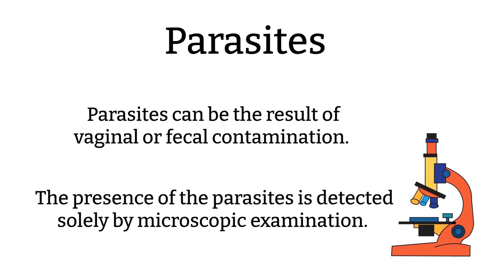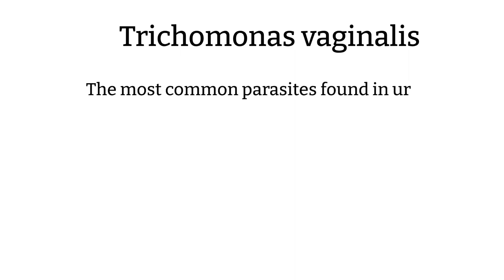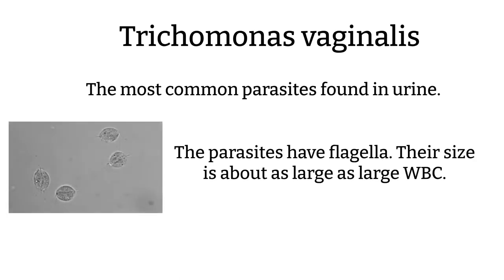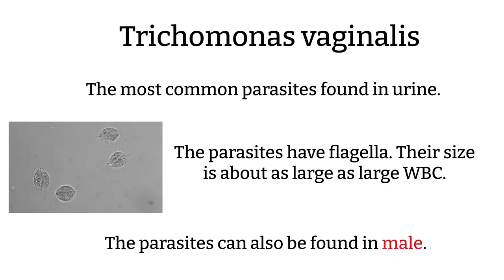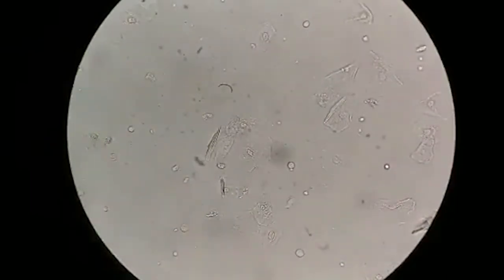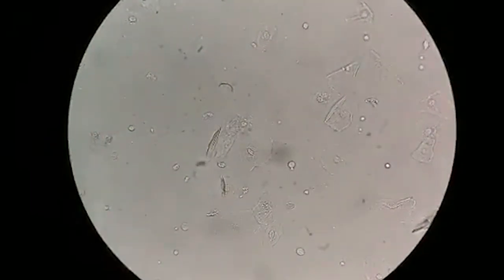Trichomonas. Trichomonas is the most common parasite found in urine specimens. It is about the same size as a large white blood cell. If the parasite is dead, it can easily be mistaken for a white blood cell. The parasite can be found in both male and female patients. If the patient has trichomonas, you will see an increased number of white blood cells and epithelial cells. The key feature to tell the difference between trichomonas and a white blood cell is that trichomonas have flagella, and if the sample is fresh, you can see them moving.